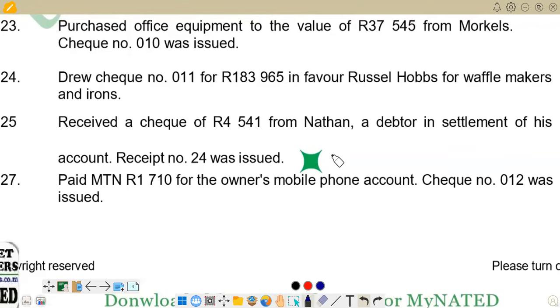Cash receipts journal. So here, cash receipts journal. Amount of 4,541, date 25, document number 24. And what are we saying about this figure? We are receiving it from Nathan. Details, and then these are trade receivables. So we've got a column for trade receivables that we have there. So this is the one that we are going to use.